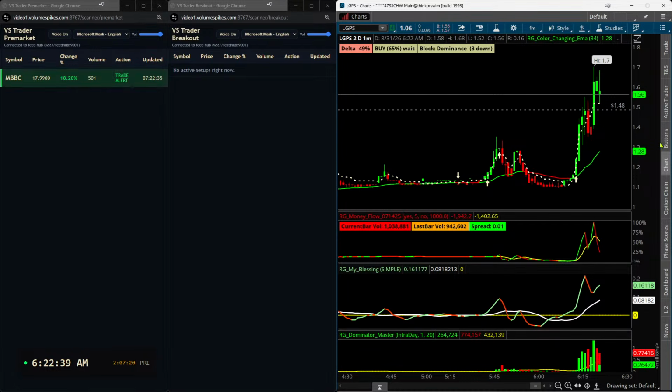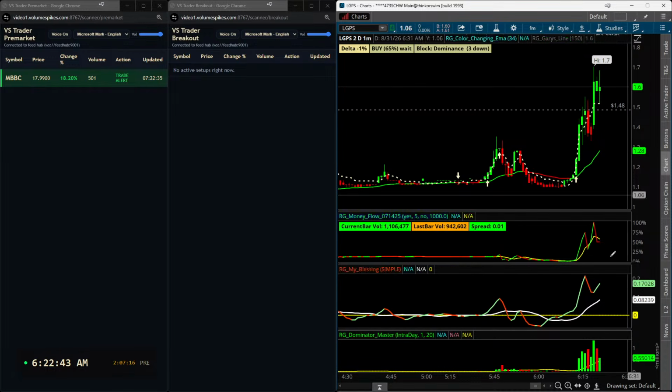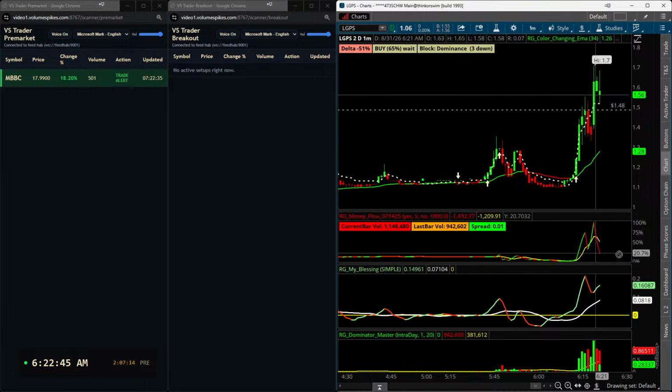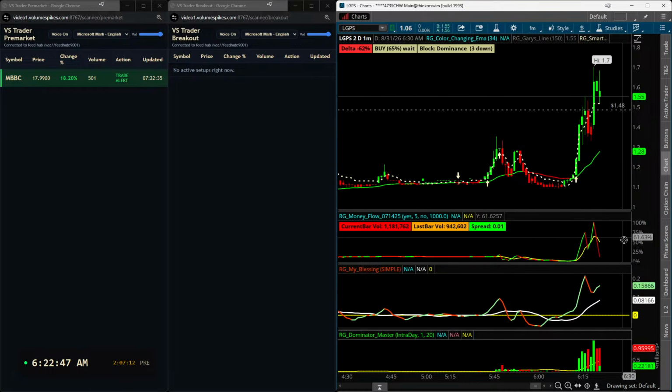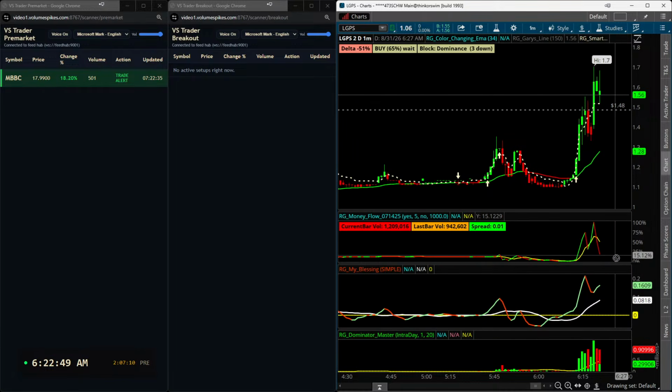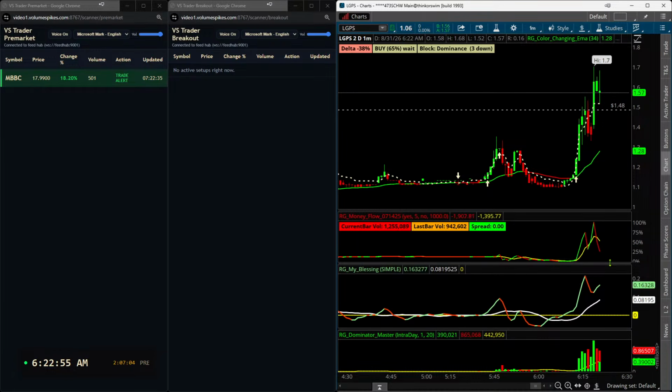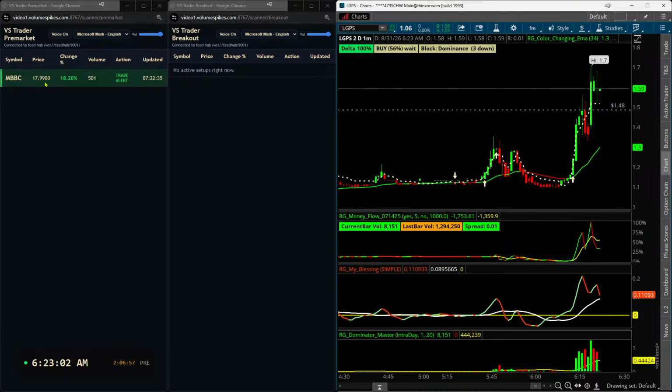Pre-market trade alert. MBBC. Let's see if we can get this money flow indicator to turn back green, but they may be done here now. We're reaching really far south. Sellers, sellers, sellers. I'm looking at MBBC here in the scan. $17.99. The price is not moving, so there's no sense in going to look at it.